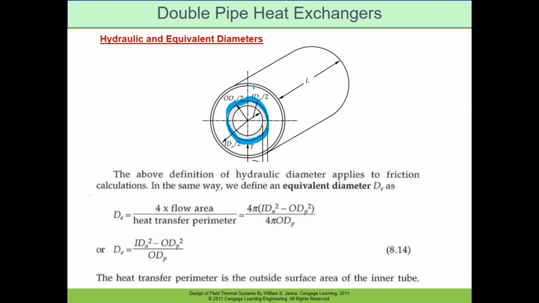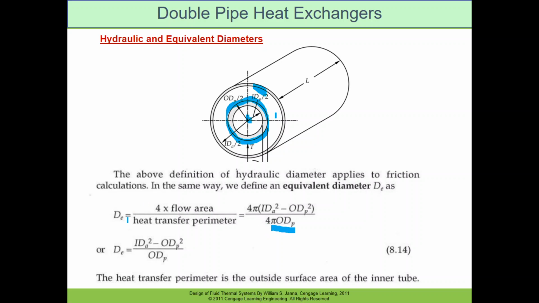right? Because this outer surface doesn't take part in the heat transfer, because the heat transfer takes place from inner fluid to outer fluid or from outer fluid to inner fluid. So only this dimension is important. When we calculate the heat transfer perimeter, we consider only this perimeter, which is pi ODP.